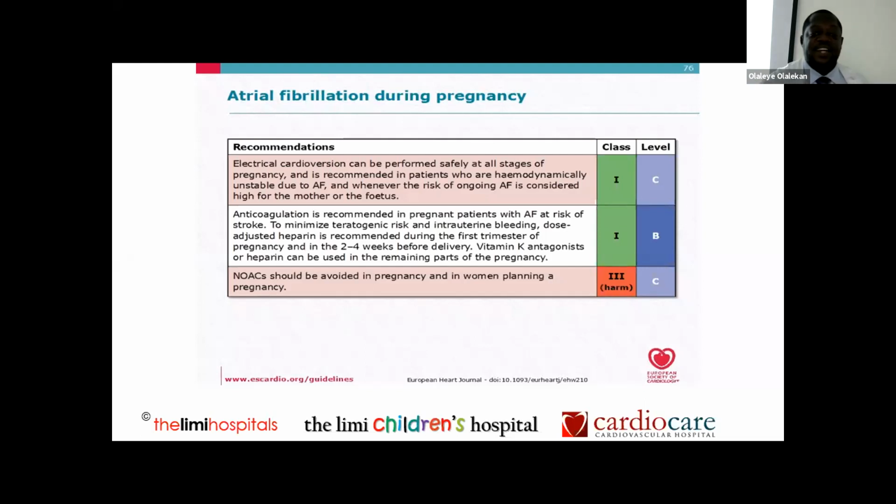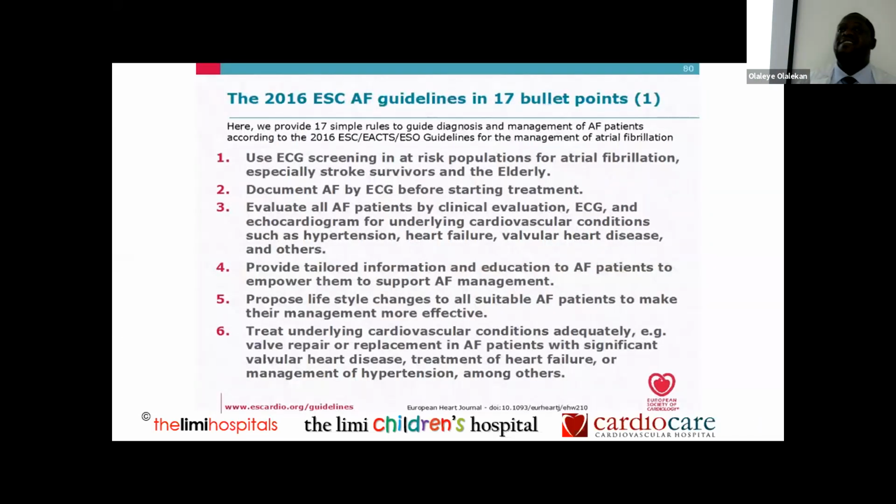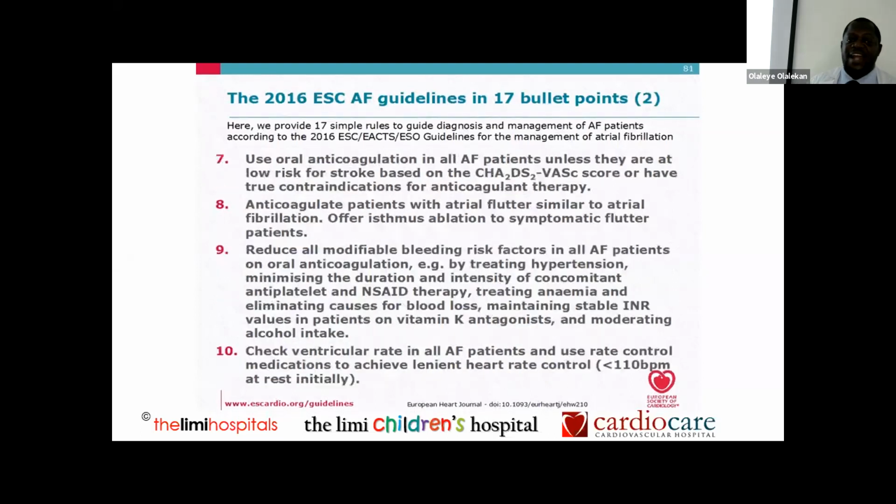But a class 3 recommendation, which is harmful, is the use of NOACs, which should be avoided in pregnancy. So you are limited to warfarin or your low molecular weight heparin. So in summary, I'm just going to give the points listed in the 2016 European guidelines. So screen patients, especially adults, document your finding by ECG before you start treatment and evaluate other associated factors. Carry your patient along in the management and what you're going to do, whether rhythm control or rate control. You should treat underlying factors.